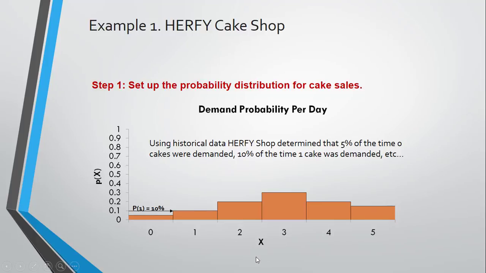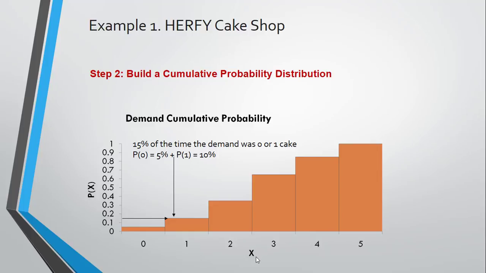And then from the probability distribution, you can build a cumulative probability distribution that we have seen before, right? 0 cake, 1 cake, this is the cumulative of 0 and 1. This is the cumulative of 0, 1, and 2 cakes. This is the cumulative of 0, 1, 2, 3, etc., all the way up to 100%. You build this cumulative distribution.